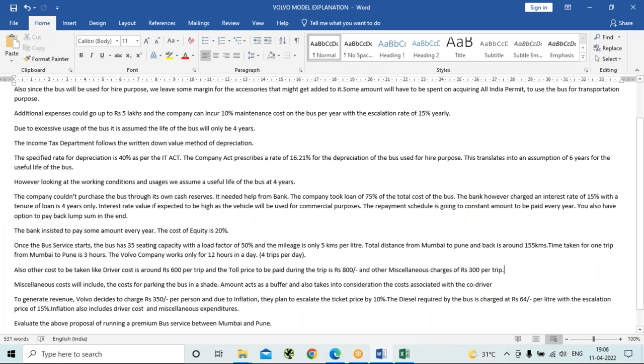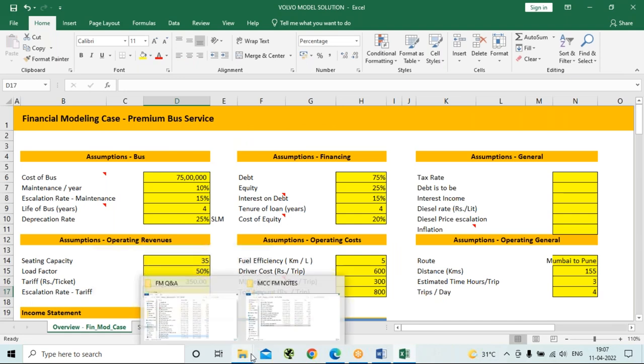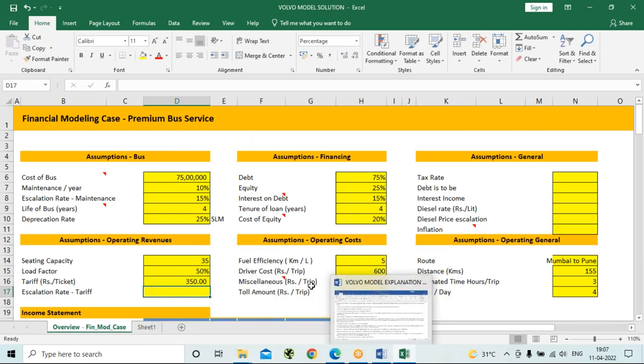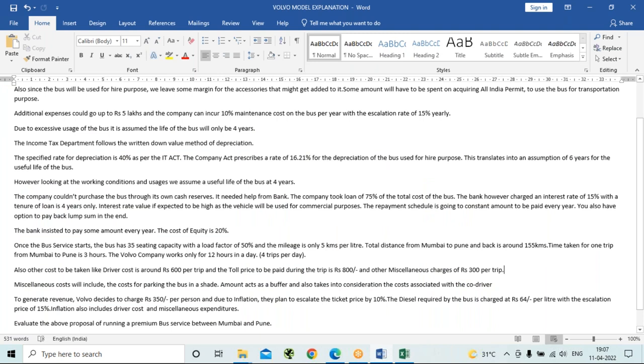Now, to generate the revenue, Volvo decides to charge 350 rupees per person. So this could be the ticket price, and due to inflation they plan to escalate the ticket price by 10%. That means the ticket price is going to be 350 and the value is going to increase at 10% every year. The next thing is, we will see, is there any further information?